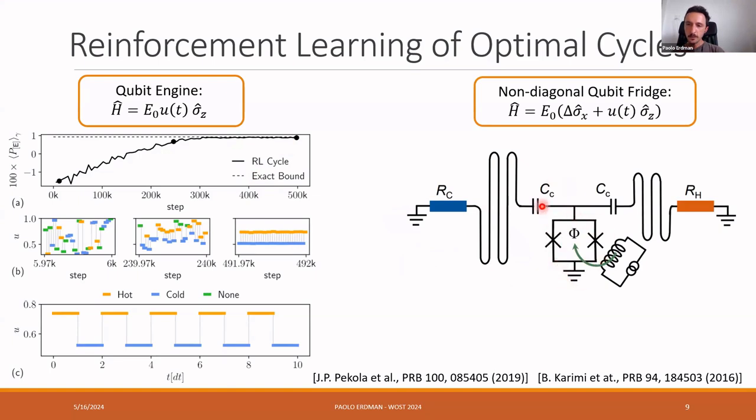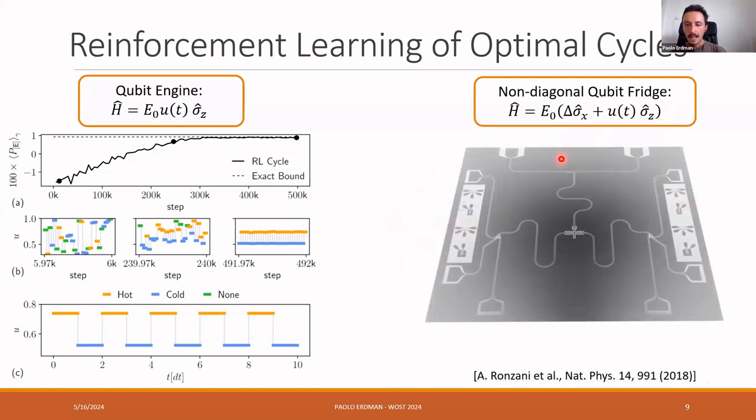So here in the center, we have a superconducting qubit, and the aim is to refrigerate this resistor. Here we have control over the sigma z term, but not over the sigma x of the qubit. So essentially, the Hamiltonian doesn't commute at different times. This is a model of a device that was studied experimentally in the group of Jukka Pekola.